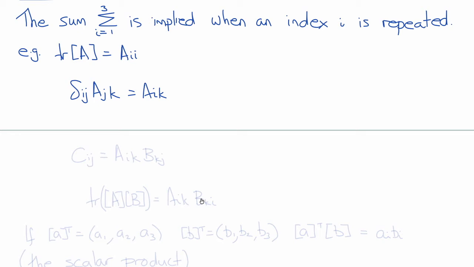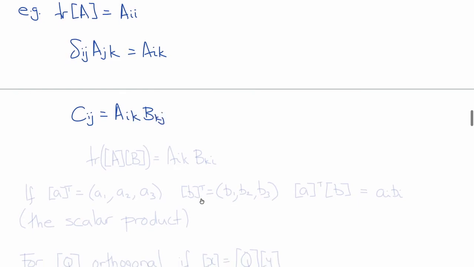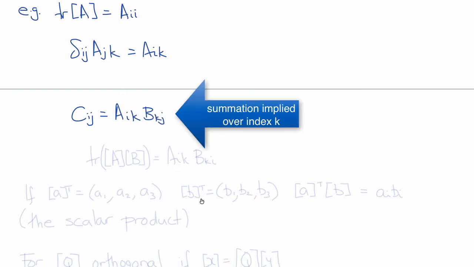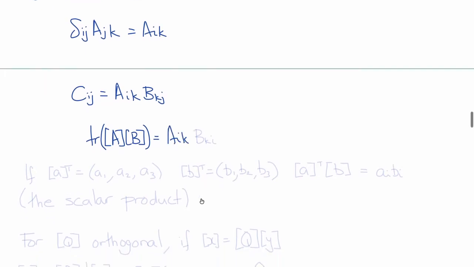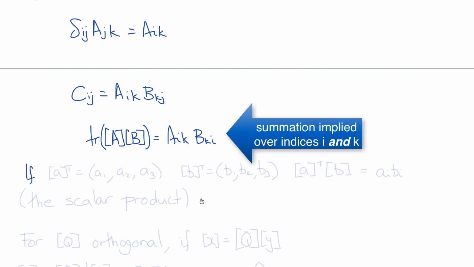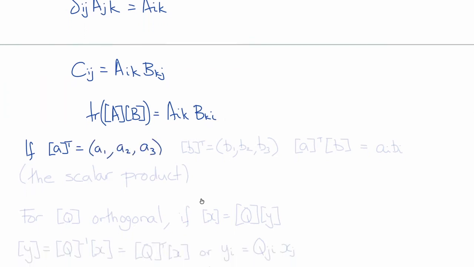So i in the first example or j in the second example are called dummy indices. They're the ones that are summed. Here, the summation index in the matrix multiplication A_ik B_kj is k, so the implied sum is over k equals 1 to 3. The trace of the product AB would be the scalar, the sum of the diagonals of C_ii, which would be C_kk, which is A_ik B_ki. Notice if there are no free indices left, then we don't have a vector or matrix property anymore, we have a scalar.